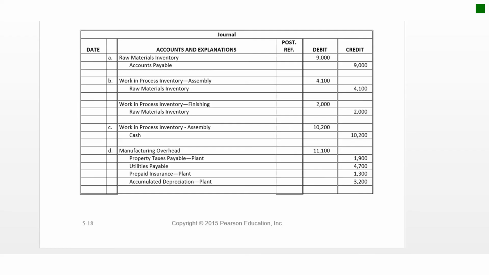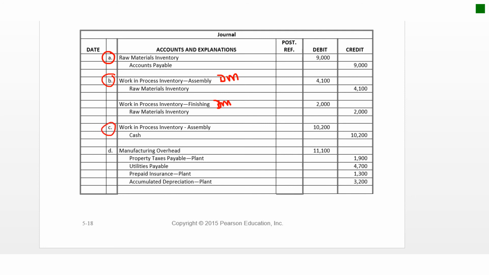Okay, so again, just to kind of review these journal entries, you'll notice here's the first one. Here is your purchase of raw materials on account. Again, the same as job costing. So basically debit raw materials, credit accounts payable. On part B, notice you're debiting work in process. This is going to be for the direct materials. And then you credit raw materials. Again, exactly the same as job costing. And of course, the same on this one, debit work in process for finishing. Again, the difference is you have multiple work in process accounts.